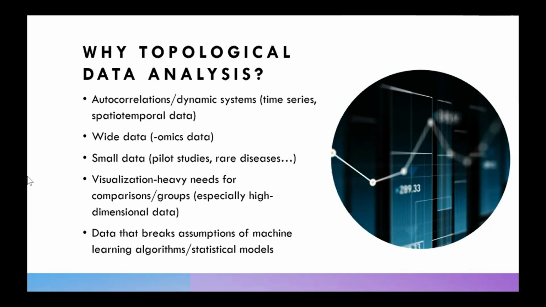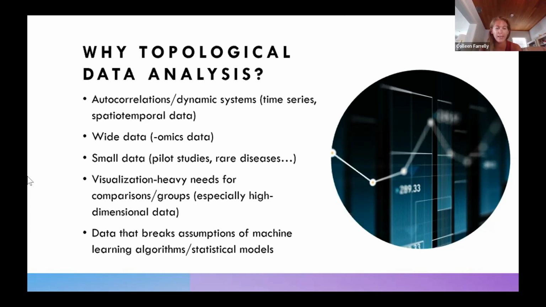We also have really wide data. So one of the fields that I was in was genomics, and we might have 200 patients, but billions of genes that we collected. We might also have small data. When I worked in the education field, we had a lot of pilot studies where there might only be 30 students or 60 students. And we ran into a lot of problems with having a lot of predictors and not very many observations. Statistics just didn't work very well.